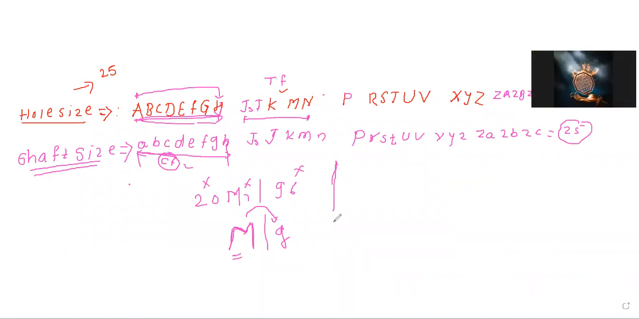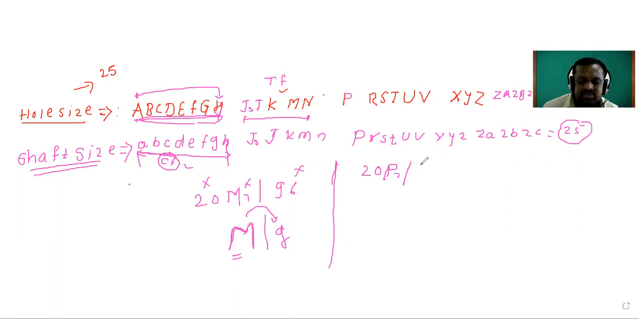Okay, so I will take another example. Please tell me if 20 P7/H6, capital P7 and small h6, then tell me which type of fit is there. What is the fit?